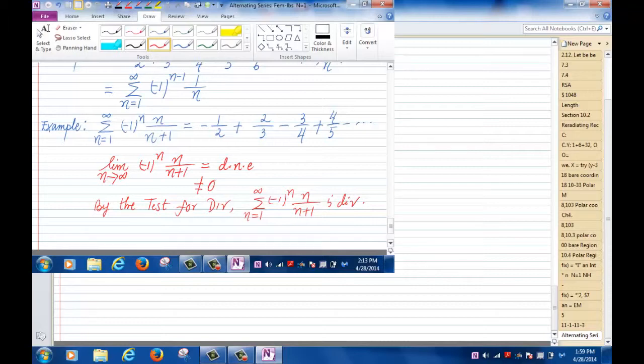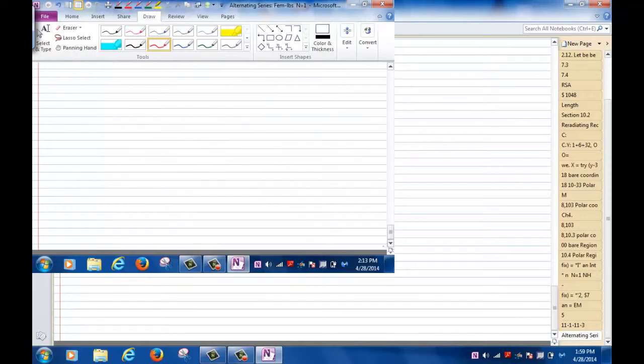Now I need to address why the first series is convergent. Why is the first series convergent? The answer is a little bit complicated, but I will try my best to explain what's going on there. First of all, this is called the alternating series test. This is a test to determine whether a given alternating series is convergent.